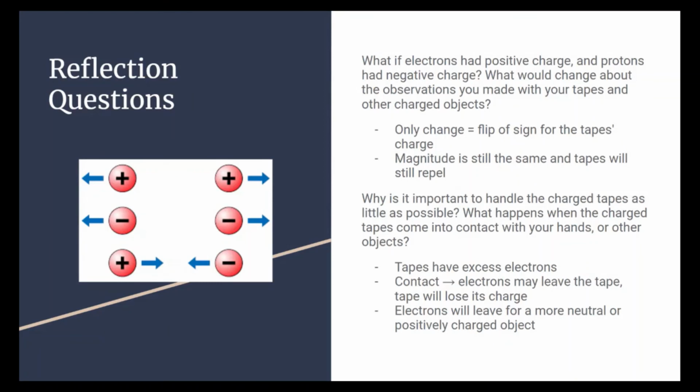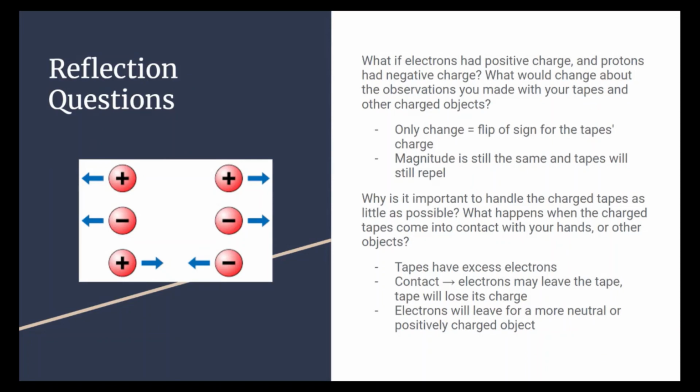Finally, we have reflection questions. What if the electrons had a positive charge and protons had a negative charge? What would change about the observations you made with your tapes and other charged objects? The only change we would see is that the tape charge sign would flip and now be positive. The magnitudes would still be the same, as well as the action of repelling, because the two charges are still the same.